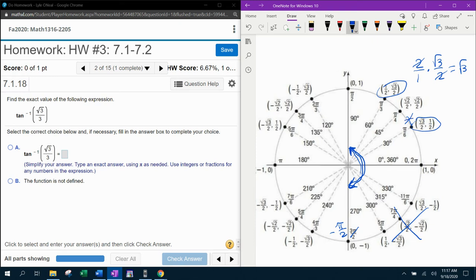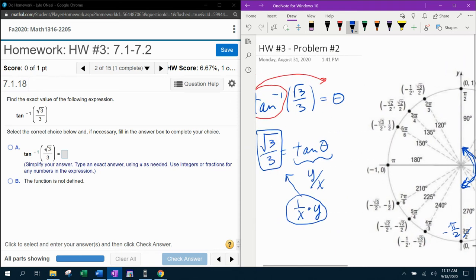So again, if I take the reciprocal of x times y, here the 2's are going to cancel, which is going to leave me 1 over square root of 3. And then if I rationalize that fraction, that's going to give me square root of 3 over 3, okay? So then that means that the answer here is pi over 6 or 30 degrees, okay?